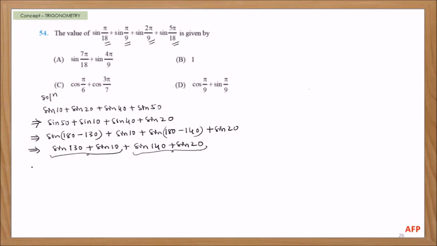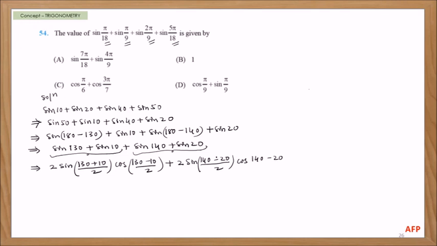In this case also sin A plus sin B. So 2 times sin of 130 plus 10 divided by 2, cos of 130 minus 10 divided by 2, sin of 140 minus 20 divided by 2, cos of 140 plus 20 divided by 2, with a minus sign here. This was the formula we have.